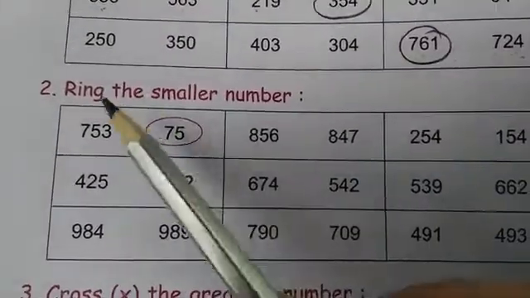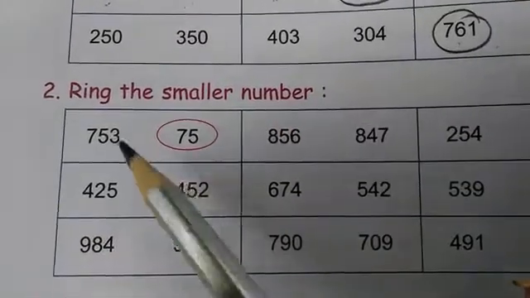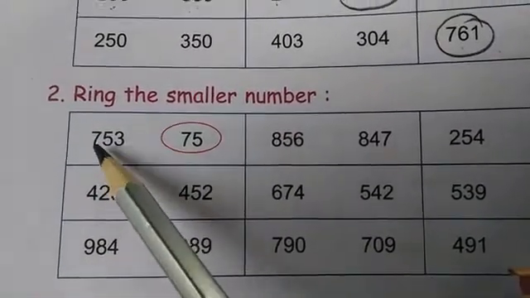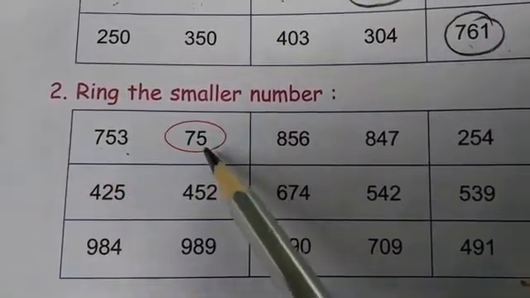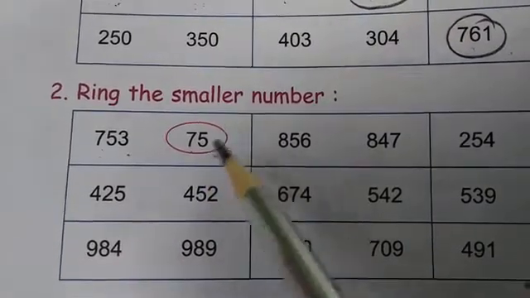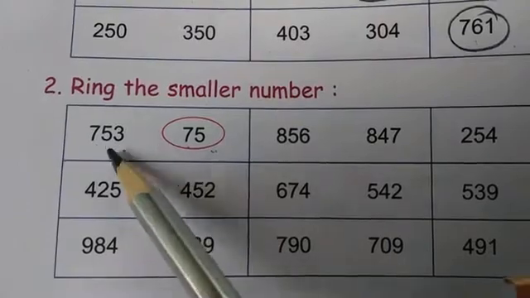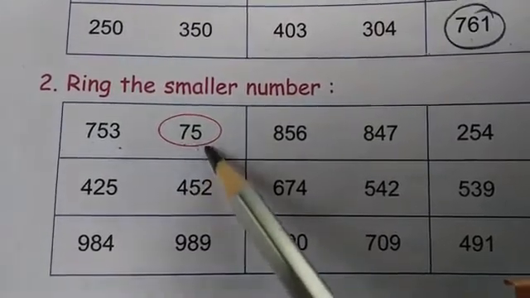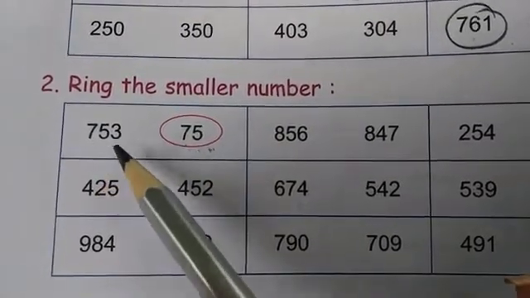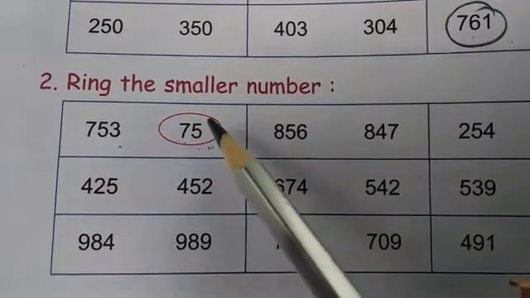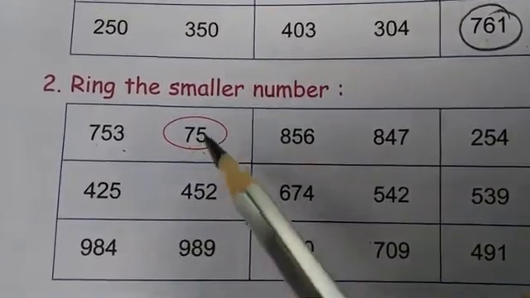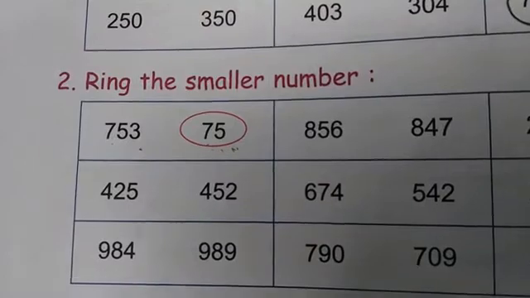Here ring the smaller number. Here the first is a 3-digit number and the second number is a 2-digit number, so the 2-digit number is less than the 3-digit number. So 75 is less than 753. So 75 is the smaller number. So ring the smaller number.